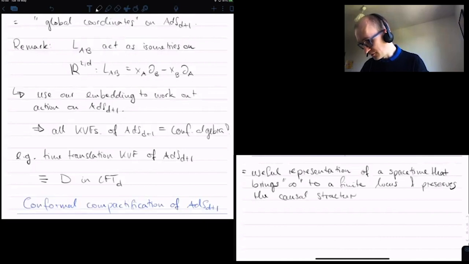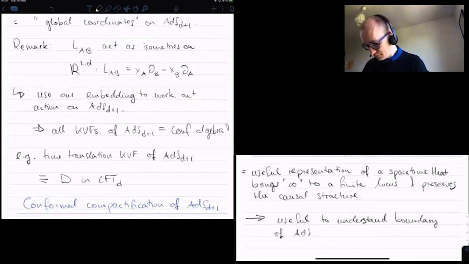It doesn't preserve much else. So this is quite a violent thing to do to a space-time, but it preserves the causal structure. So in particular, you can immediately see what happens to light rays, okay? And it brings the whole infinite thing to a finite representation. And in particular, this is useful, as I already mentioned, to understand the boundary of AdS_{d+1}. Okay, so let's do the Penrose diagram of flat space.